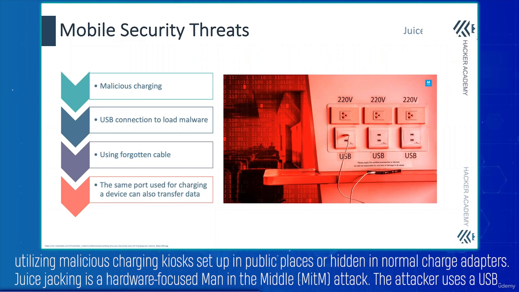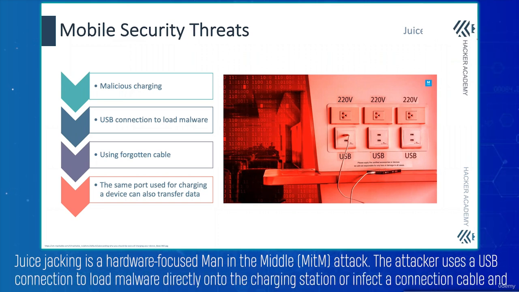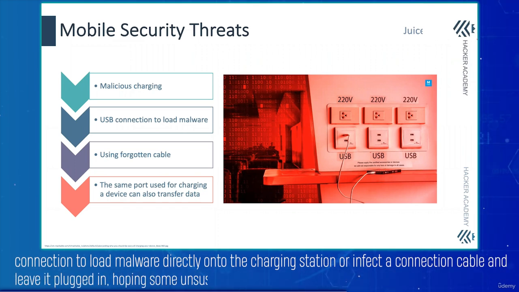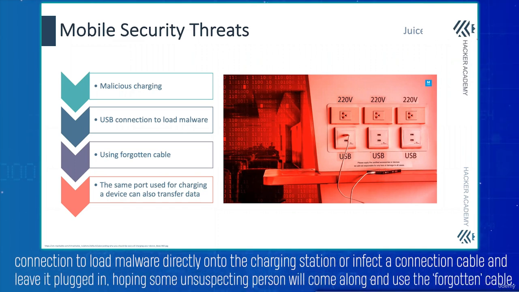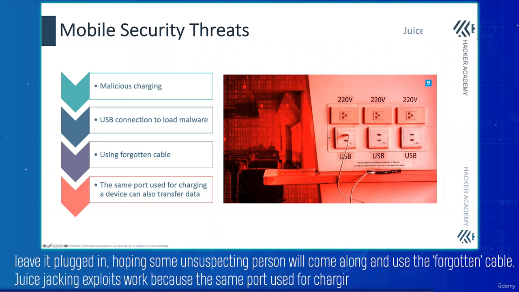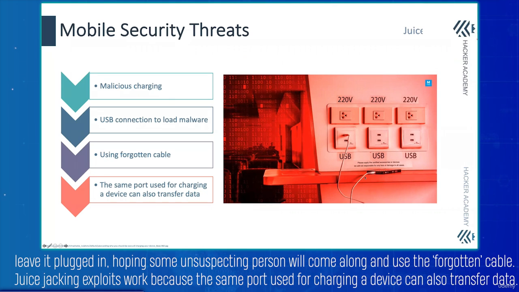The attacker uses a USB connection to load malware directly onto the charging station or infect a connection cable and leave it plugged in, hoping some unsuspecting person will come along and use the forgotten cable. Juice jacking exploits work because the same port used for charging a device can also transfer data.